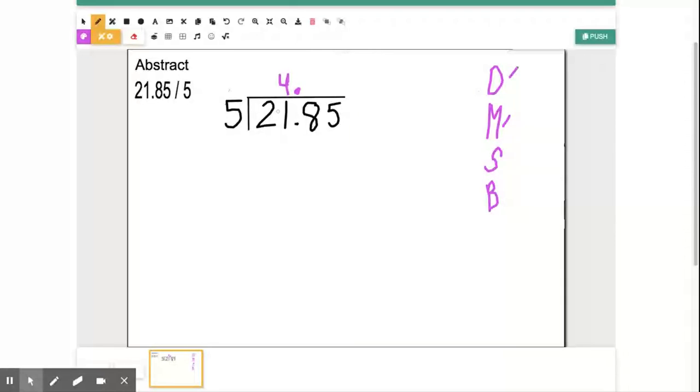4 times 5 is 20. Done multiplying. Time for me to subtract. 21 minus 20 equals 1. 5 obviously cannot go into 1, so I need to bring this 8 on down.